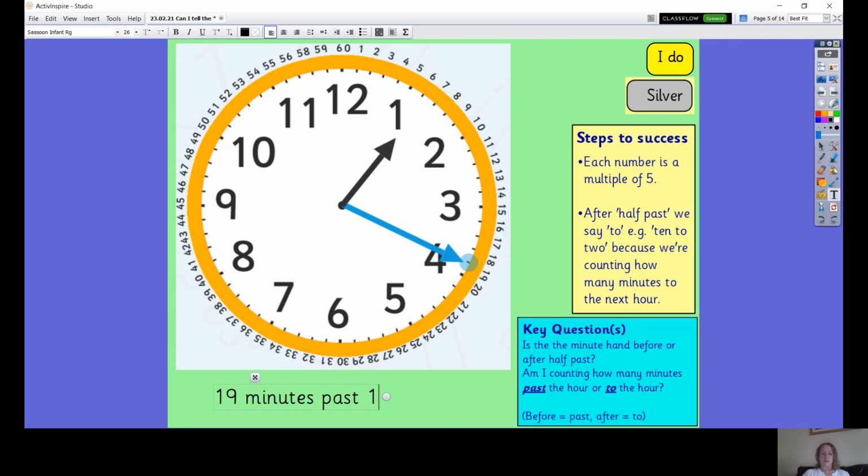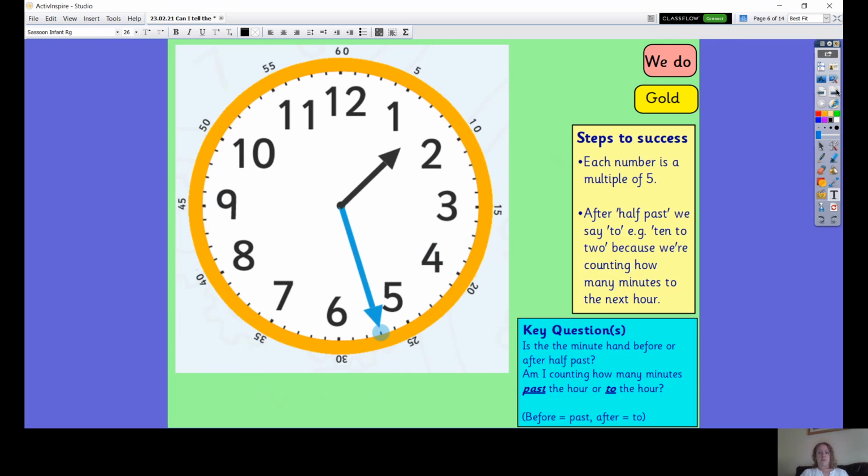Okay, so we know it's past because it's on the past side of the clock. It's 19 minutes past because it started at 12. And I've counted round, so it's 19 minutes past 1. Okay, so let's have a little look here.